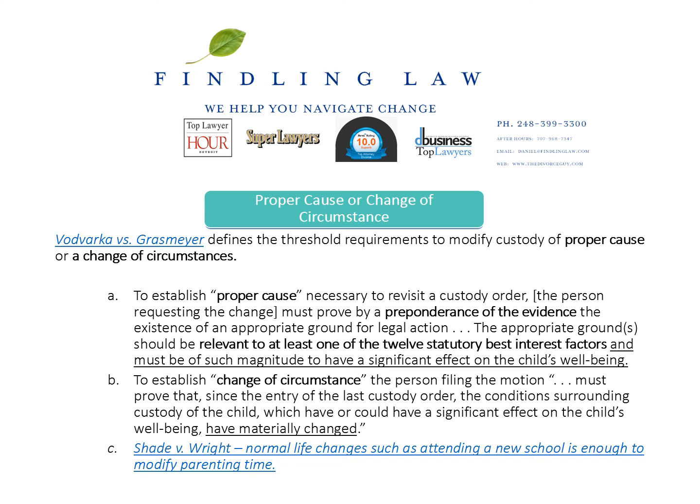What is proper cause? Well, some examples from experience include a child no longer attending school, maybe substantial absences because a parent is unable or unwilling to drive that child to school or even to get them to school. That has been held to be both proper cause or change of circumstance to modify custody.